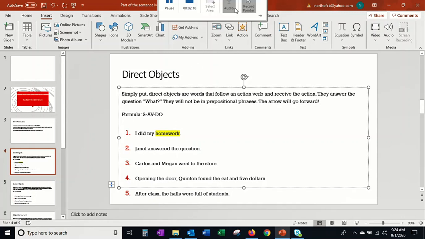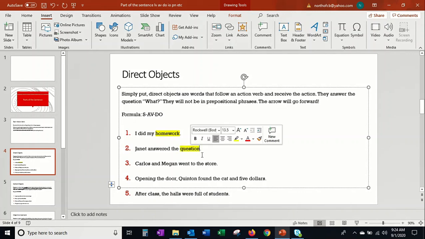Okay, yet again, we look at this. Janet answered the question. Answered. Who answered? Janet. What did she answer? Arrow goes forward. She answered the question. That's our direct object. So it's going to be a noun or a pronoun that follows the action verb and answers the question, what? I did what? My homework. Janet answered what? The question.